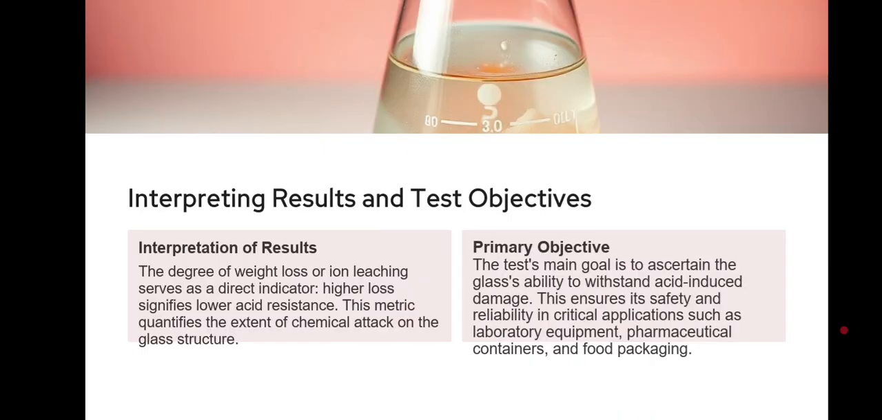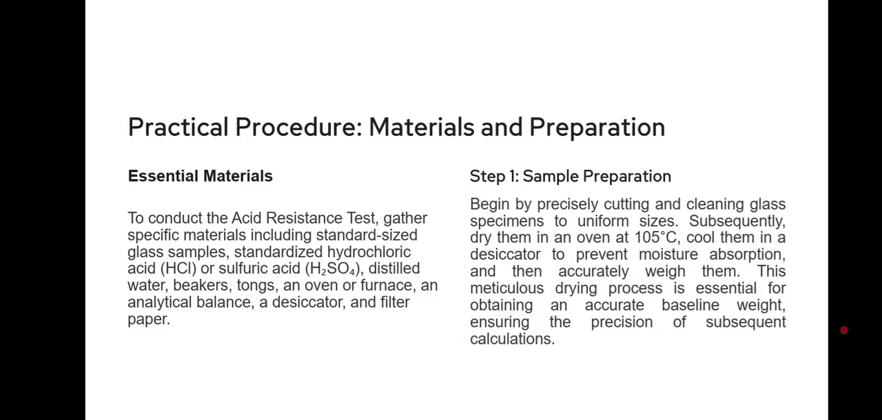Objectives and interpretation of results. So, what does this test really aim to do? The main goal is to measure how well glass can resist acid corrosion. It tells us whether the glass is chemically stable, how much material it lost during the exposure, and how many ions leached into the solution. The more weight or ions lost, the less durable the glass is. This is critical because compromised glass could lead to contamination of medicines, breakdown of lab equipment, or leaching of toxins into food or drinks.